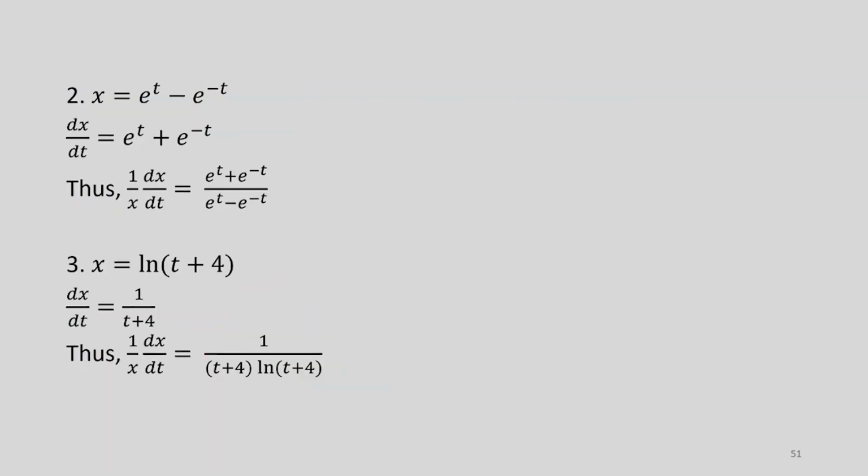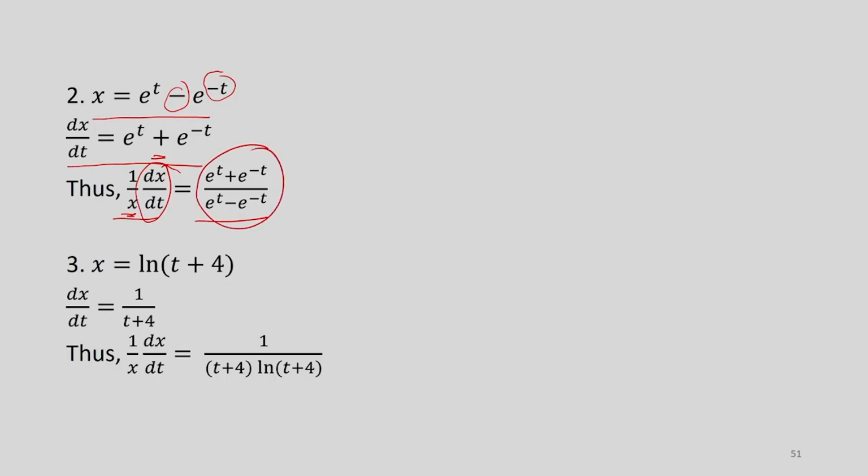Now here again this is given to us: e to the power t minus e to the power minus t. So I can find dx/dt, it will be e to the power t plus e to the power minus t, because the minus sign of the power will get multiplied with the minus sign, and it will become a plus sign. So dx/dt is equal to e to the power t plus e to the power minus t. Again I substitute that value here, and I'll get this, because x as such is equal to e to the power t minus e to the power minus t. So you get this particular form.